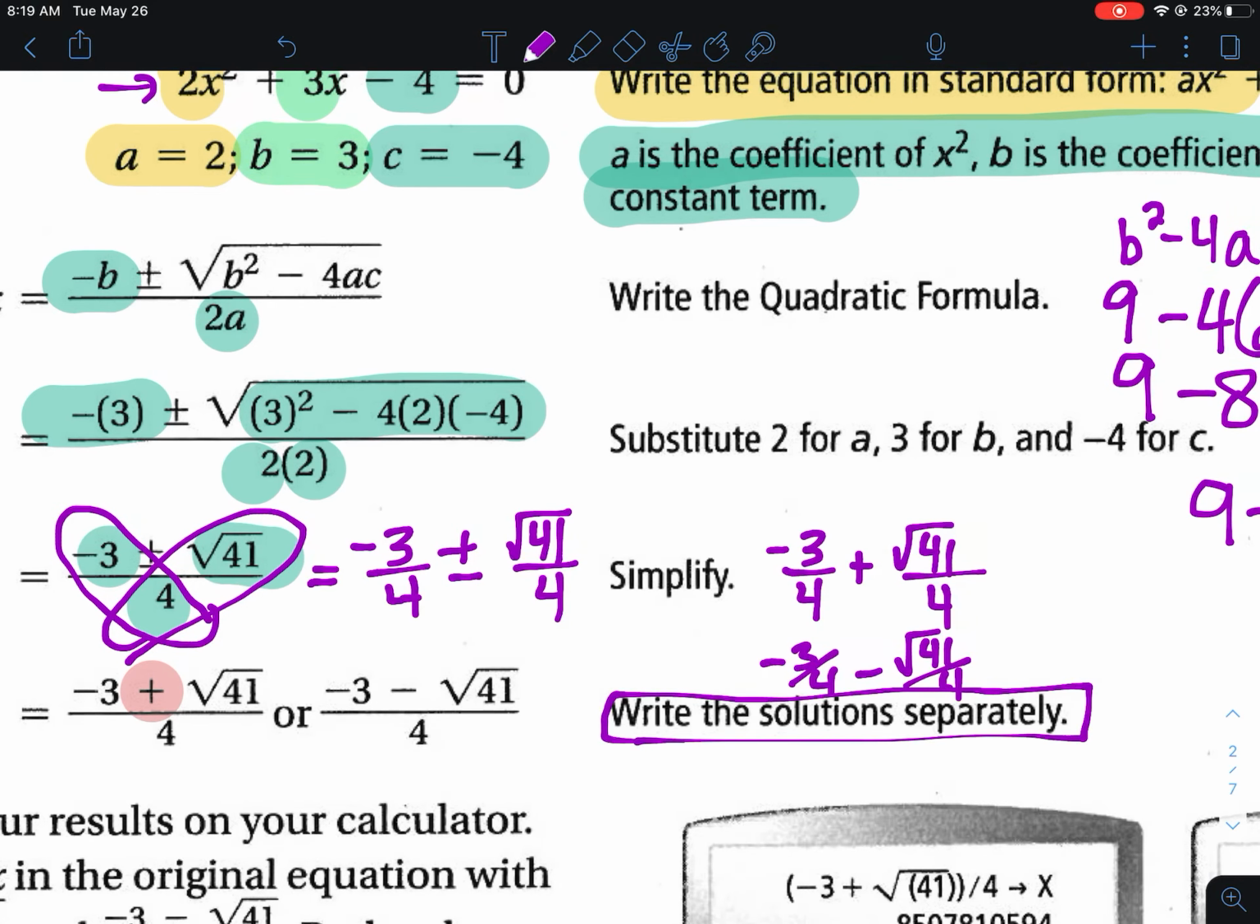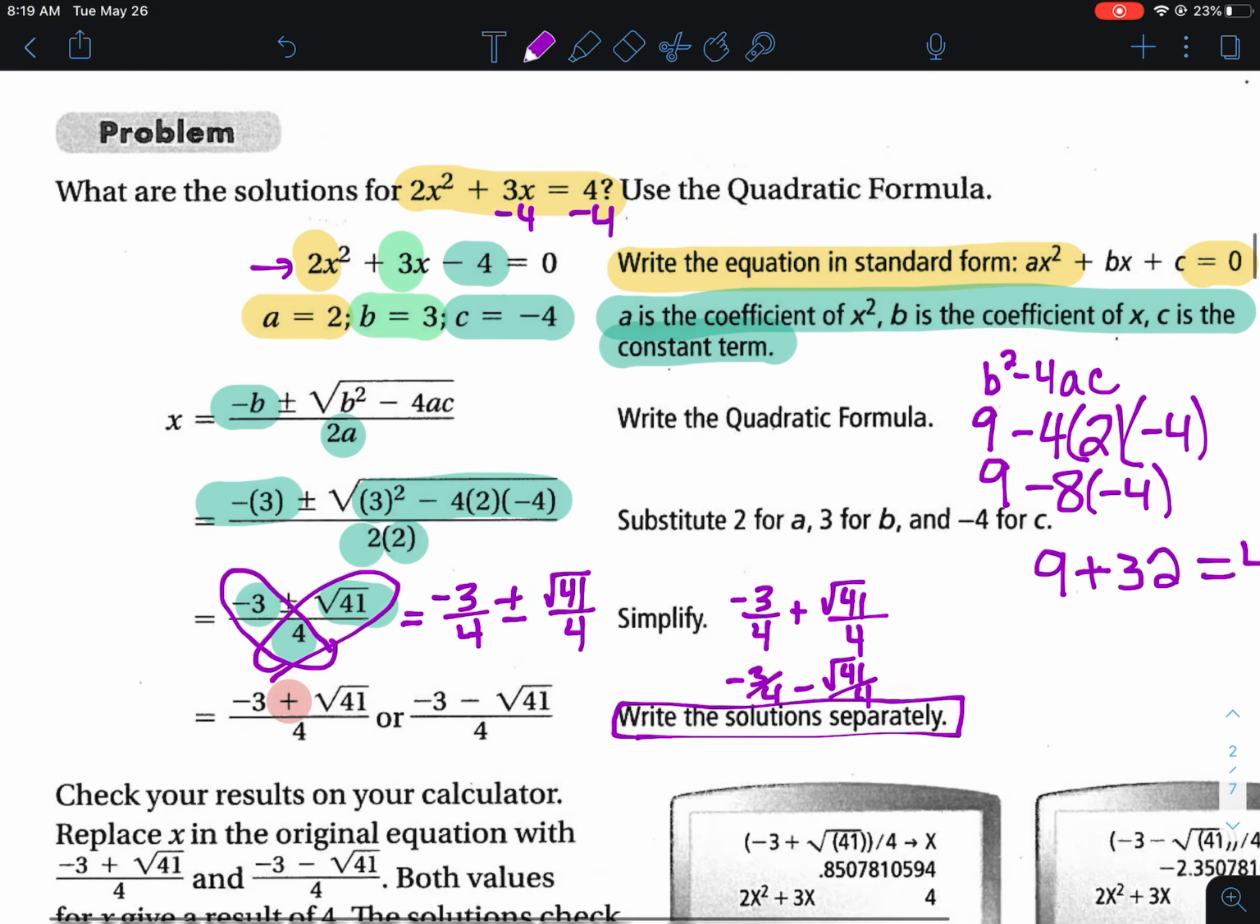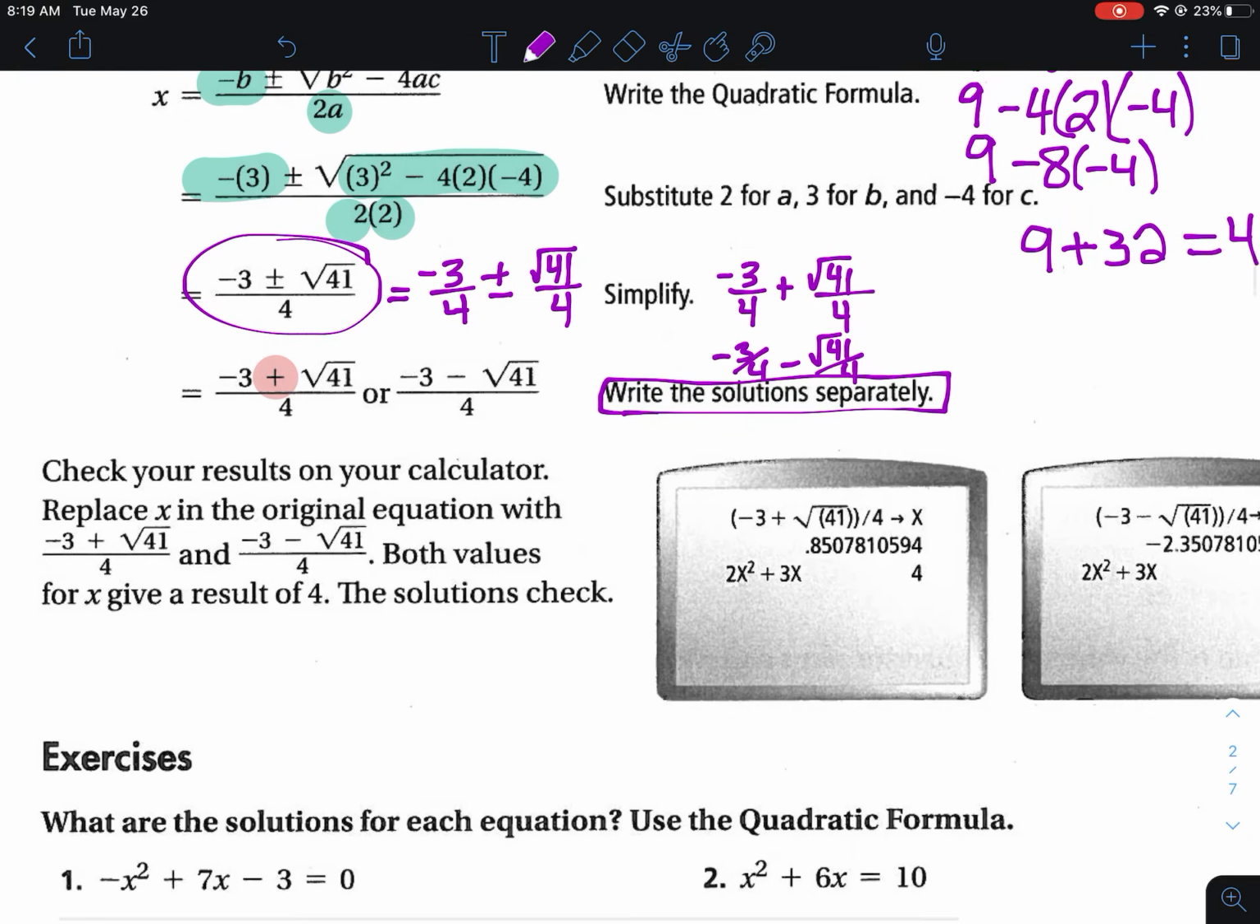Okay. This component is not necessary. I don't always split up my answer. If you're going to leave it exact, then I would just leave your answer exactly like this. Okay, that's the simplest way to write it.